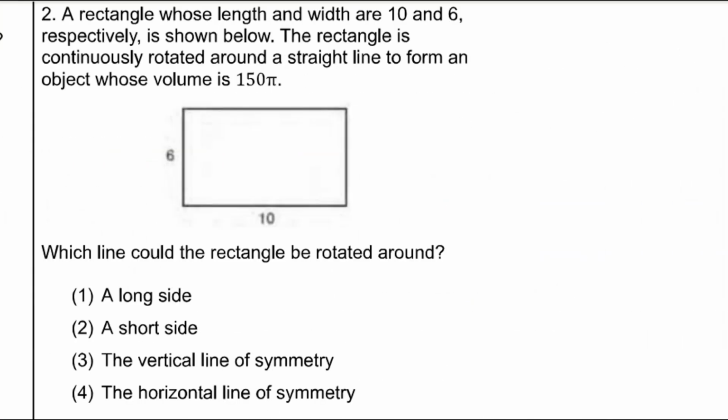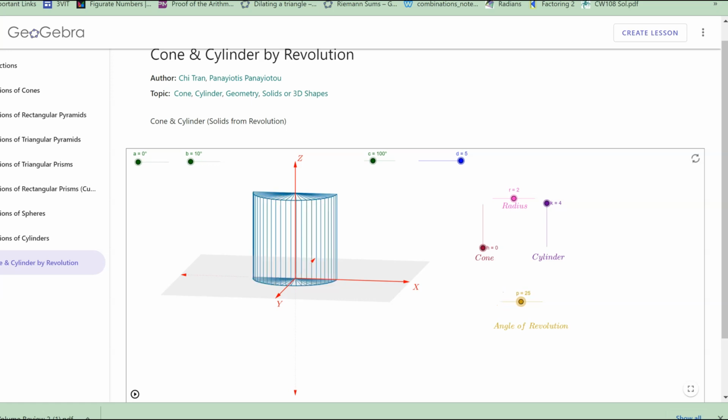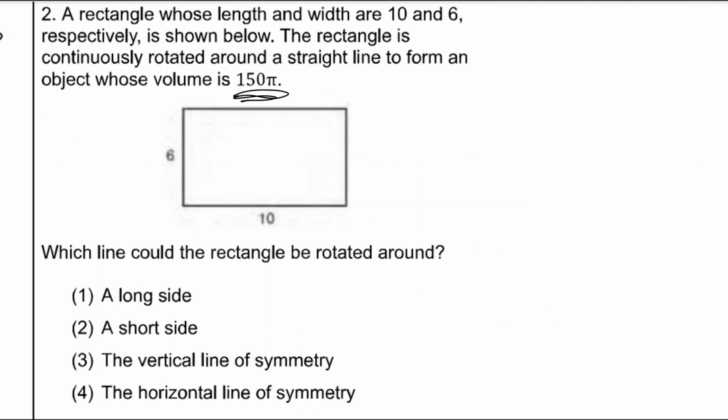Number 2. A rectangle whose length and width are 10 and 6 respectively is shown below. The rectangle is rotated continuously around a straight line to form an object whose volume is 150 pi. Well, anytime I rotate a rectangle around some line, it should always create a cylinder. And remember the volume formula for a cylinder is V equals pi r squared times the height.